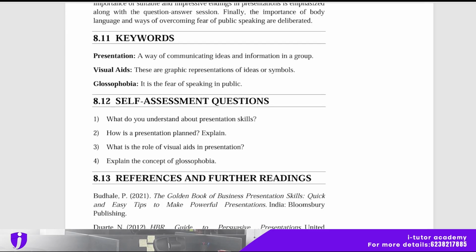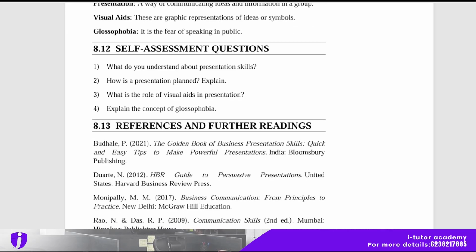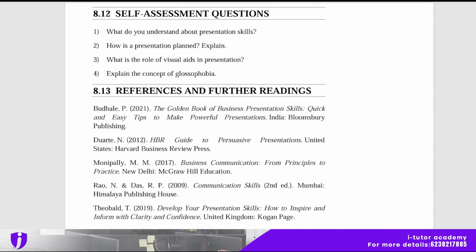So the keywords section is here, and self assessment questions are also here. Four questions are here. What do you understand about presentation skills? How is a presentation planned? Explain what is the role of visual aids in presentation. Explain the concept of glossophobia. So these are only four questions. You just try to answer these. It will help you for your term end examination. And parallelly, you do your assignment also.